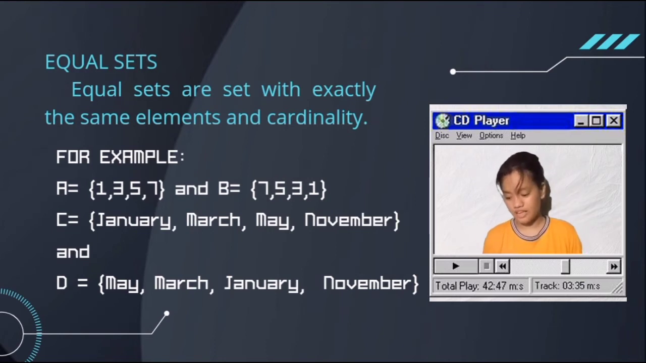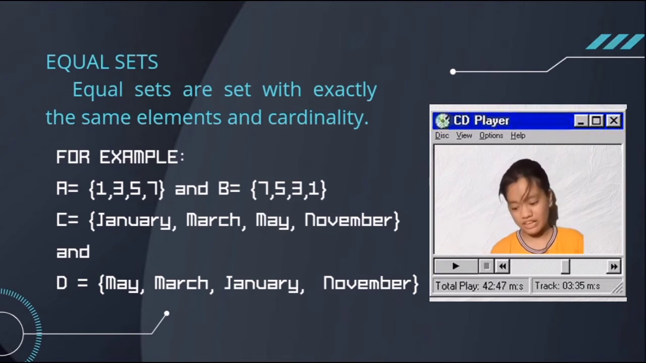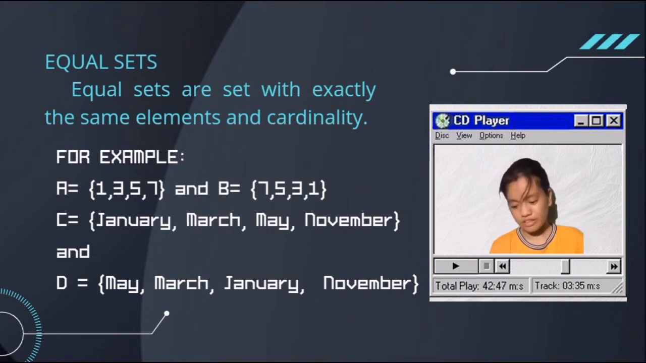The elements of set A are 1, 3, 5, 7, and the elements of set B are 7, 5, 3, 1. Equal sets are sets with exactly the same elements and cardinality. Equal means having the same quantity or value.